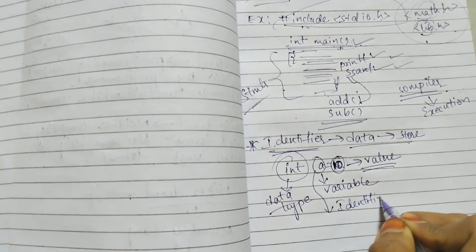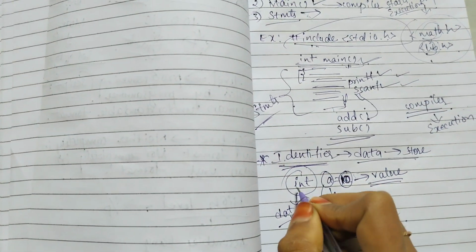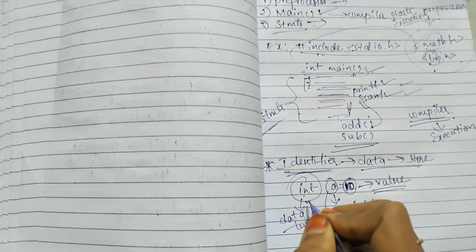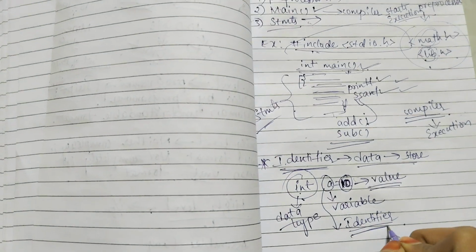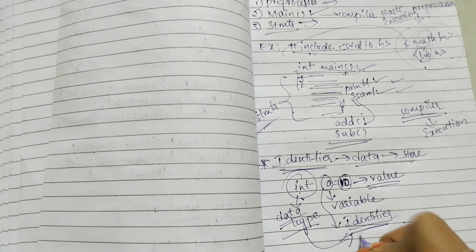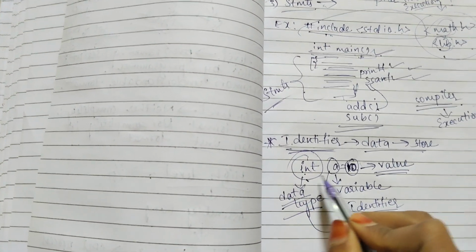Here we have a set of rules for identifiers. We have data types, right? Integer, float, double, void. These data types cannot be used as identifiers because they already have an identity as a data type. If I have written int = 10, then it will get confused. To remove that confusion, we cannot use the data types as an identifier. That is the first rule.